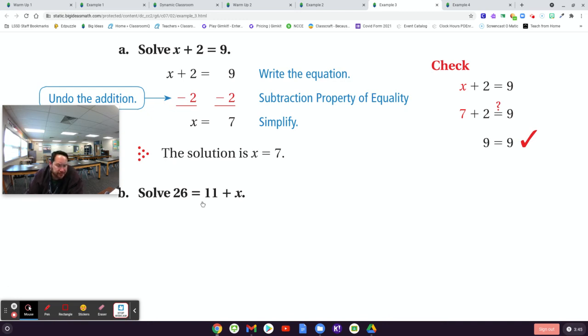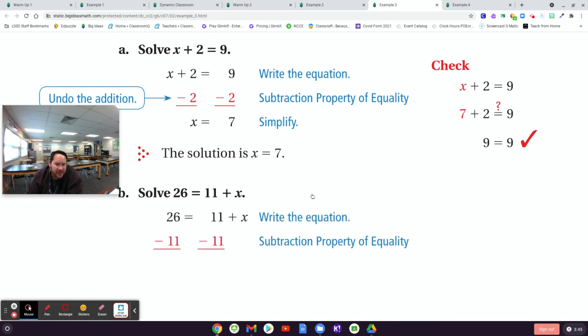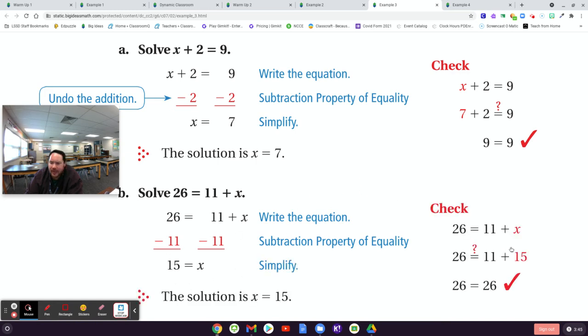And the last one, 26 equals 11 plus x. Solve that one. Okay, this one, you subtract 11 on each side. You end up with 15 equals x. You can check it. 11 plus 15 does indeed equal 26. It is correct.